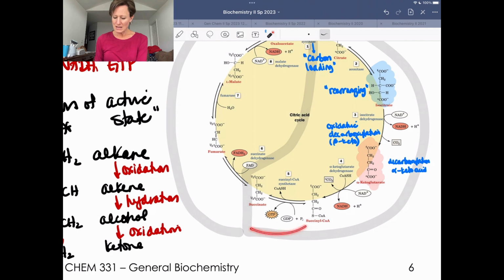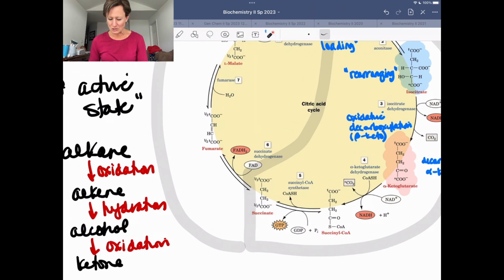And the last step is doing what equates to substrate level phosphorylation, taking that high-energy thioester bond and using it to synthesize GTP from GDP and Pi. And at the end of this first stage, we are left with succinate. I know, a lot. This is the only other metabolic pathway we're going to go through in such detail. We go through glycolysis like this and the citric acid cycle like this.